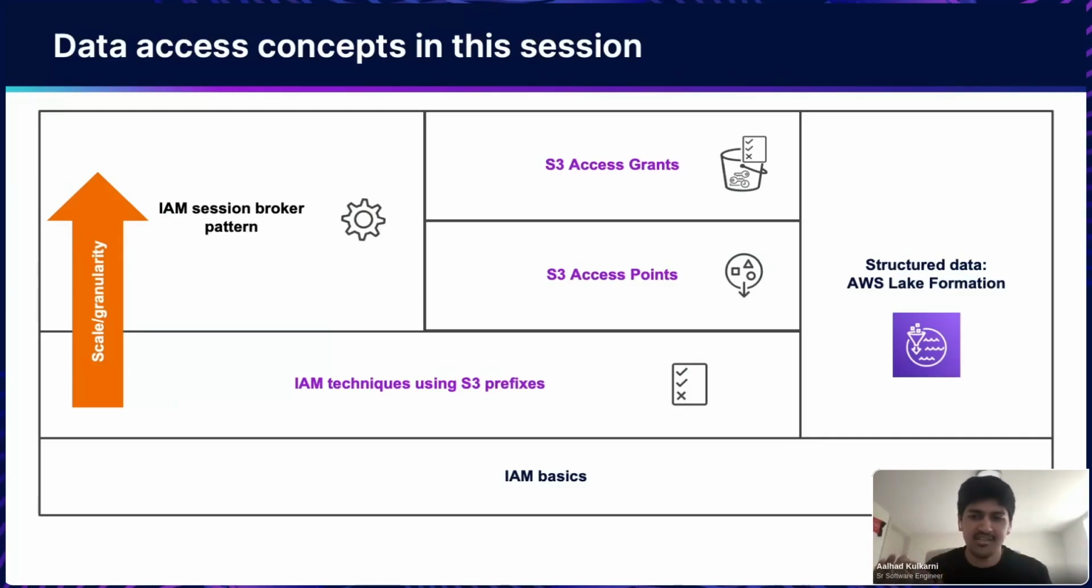We'll take a hard right, go into structured data sets and how permissions are formed with S3 with structured data sets. And then we'll take a hard left and talk about an IAM session broker pattern, which works for dynamic access at scale. And then we'll talk about S3 Access Grants as another feature to help you scale access controls. So from bottom to top, I'm going from simple to more and more complex in scale and granularity as you go towards the top.